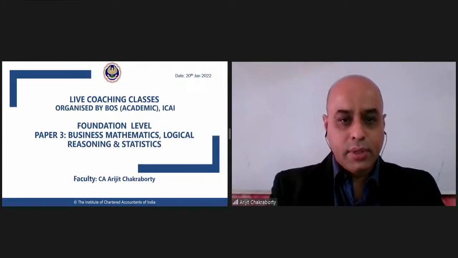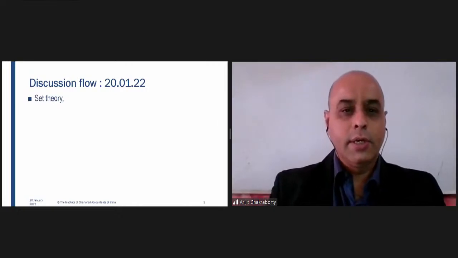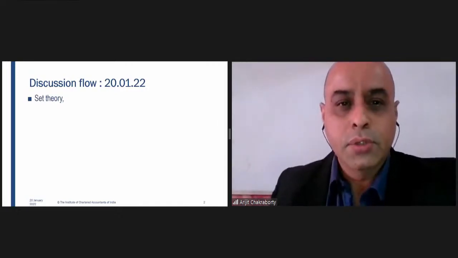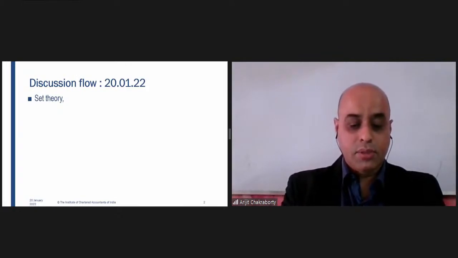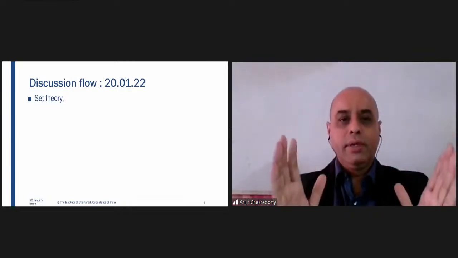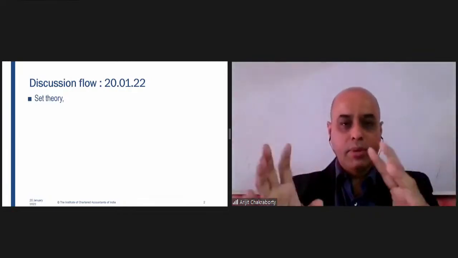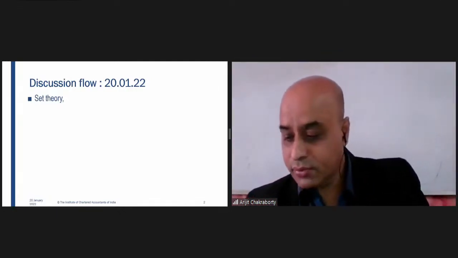The agenda for today's discussion and coverage will be like this. First, we shall understand set theory, an introduction to set theory. And this is a very interesting chapter because we will also learn about the pictorial way of showing relationship between numbers, and that is called the Venn diagram. We will go through that as well.